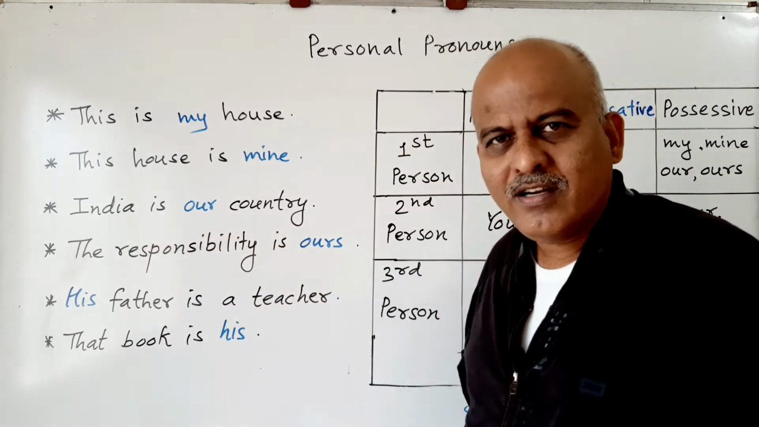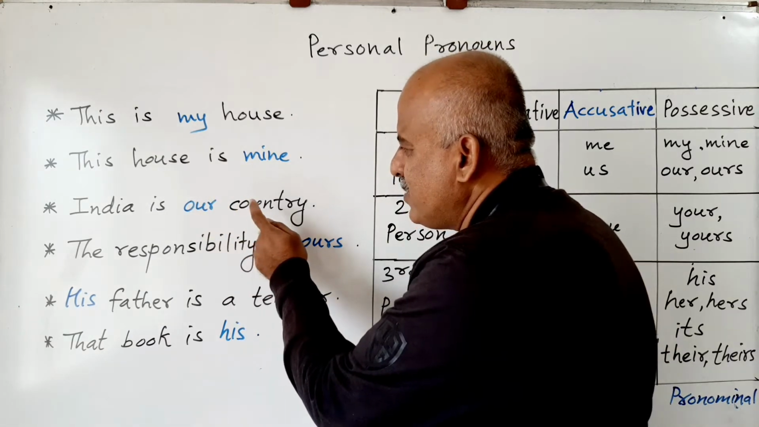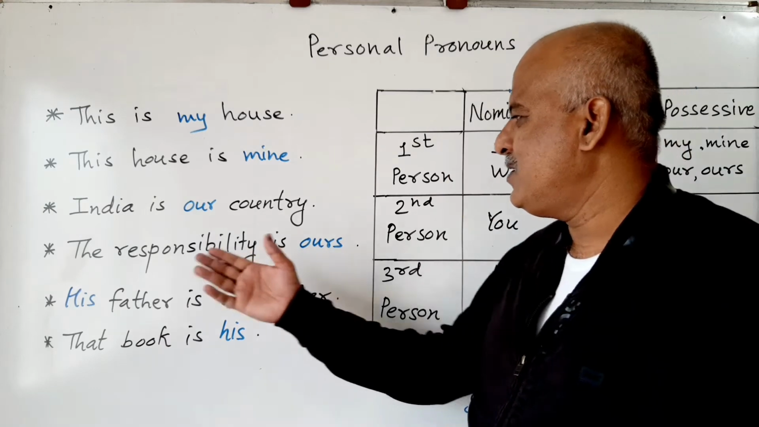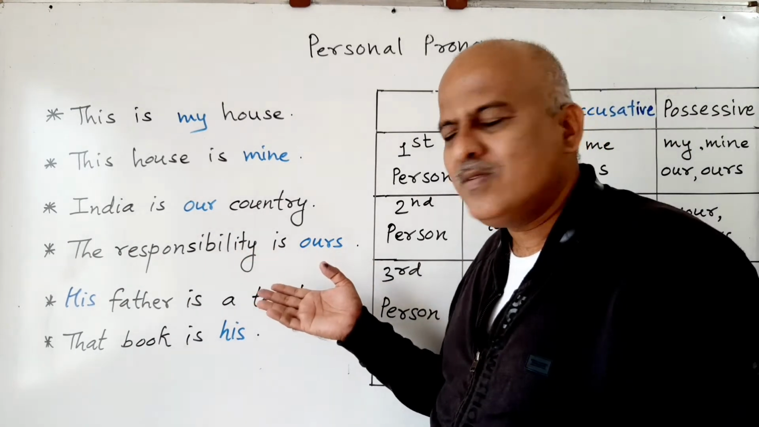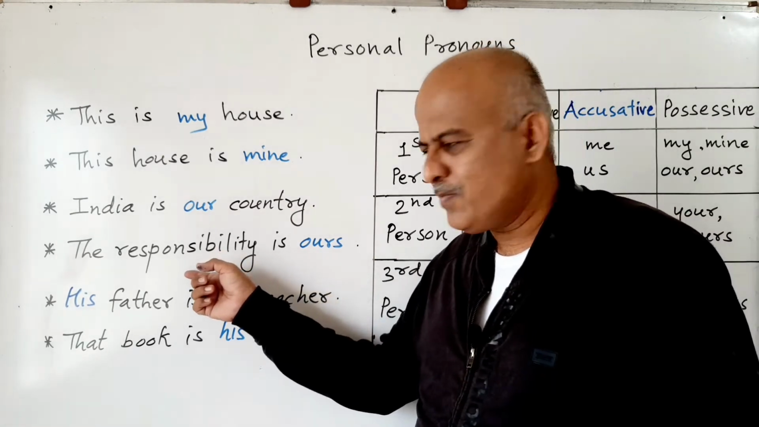India is our country. Whose country? Our country. Our tells possession, and it comes before the noun. That's why it is possessive adjective. The responsibility is ours. Whose responsibility? Ours. Ours is the possessive pronoun of responsibility.